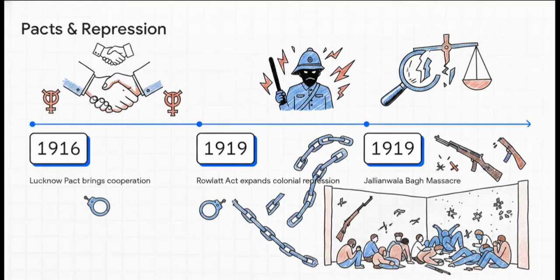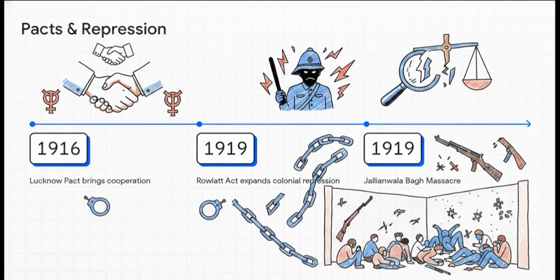Faced with this surging assertiveness and unprecedented cooperation thanks to the 1916 Lucknow Pact between the Congress and the Muslim League, the colonial government totally lashed out. In 1919, they forced through the draconian Rowlatt Act, basically giving themselves sweeping powers to arrest people without a trial. The protest against this incredibly repressive law tragically led to the Jallianwala Bagh massacre, and honestly, this was an irreversible point of no return.